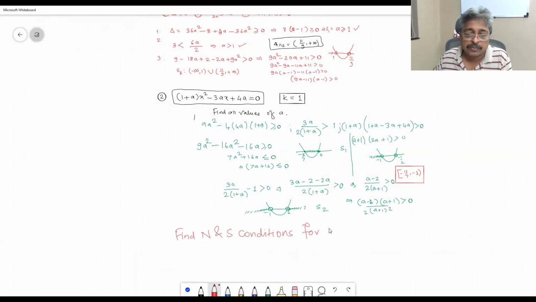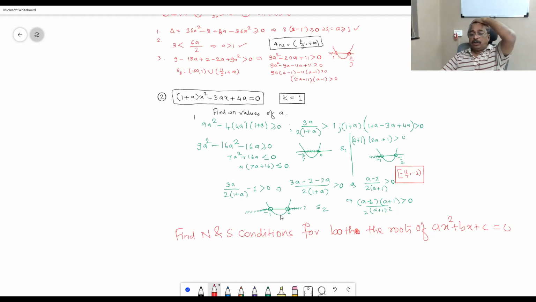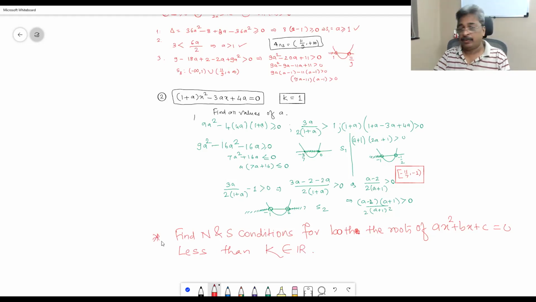Find the necessary and sufficient condition for both the roots of ax square plus bx plus c equal to 0 to be less than k belonging to R. I give you some time and then we derive it.